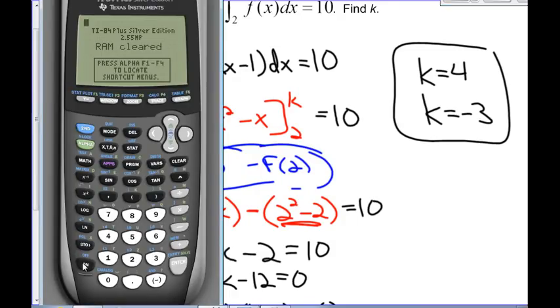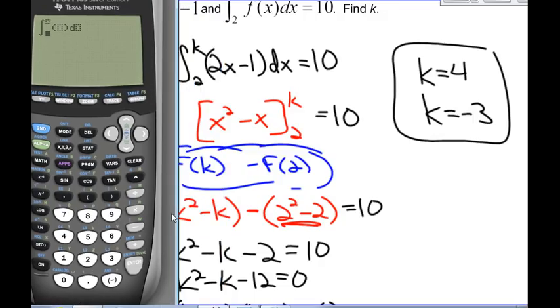My calculator has a definite integral button on it. Yours might too, in which case you probably won't be allowed to use it. Or maybe you will be able to use it, and we just need to come up with questions that are more analytical in nature. So we're saying that the integral from 2 to 4 of 2x minus 1 dx. If I sub in 4 for k, will this work out? Yes, it gives us 10.